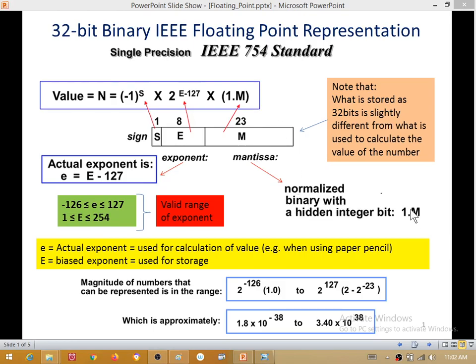Remember that in the 1.m kind of representation that we have, we are not dedicating any bit in the 32 bits to store this one. We are assuming that you have normalized the number so that it is always 1.m format, and you are not dedicating any bit in these 32-bit representation to store this one, because I know that it is always a 1. So I will not dedicate any bit to store this value. Okay, then the valid range of small e, which is your actual exponent, is -126 to 127.